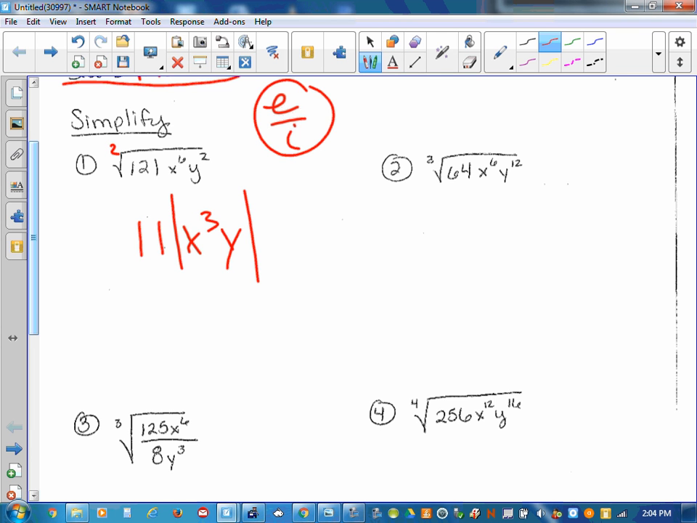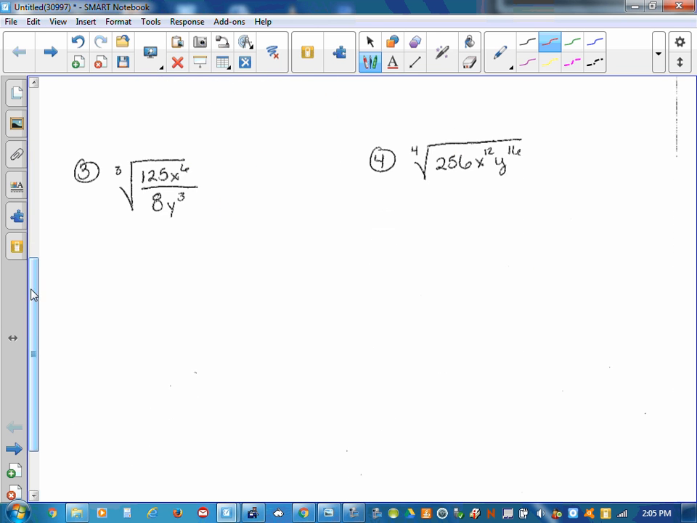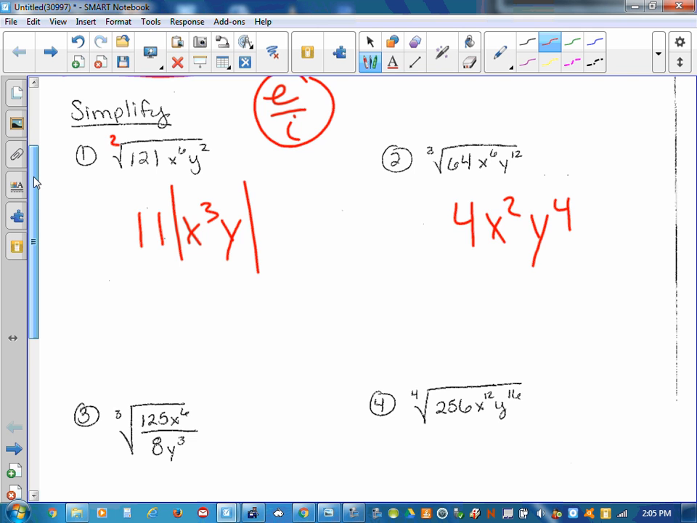Number 2, cube root of 64 is 4. And then the 3 divides into 6 2 times. So it is x squared, and then 3 divides into 12 4 times, so it's y to the fourth. No even, even, odd, so we leave it as, no absolute value necessary.